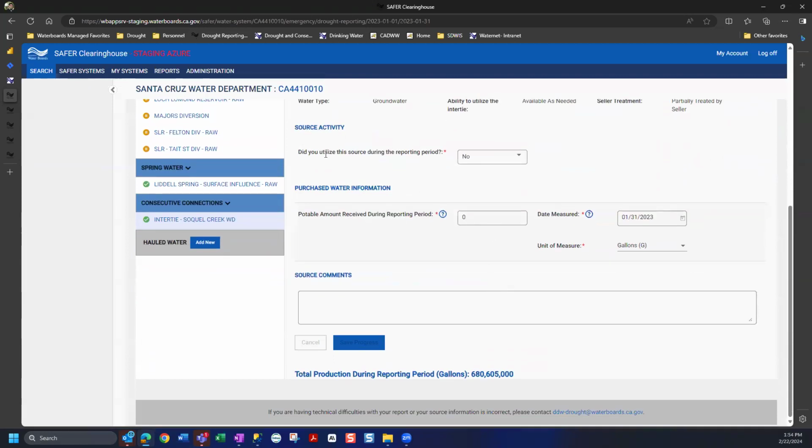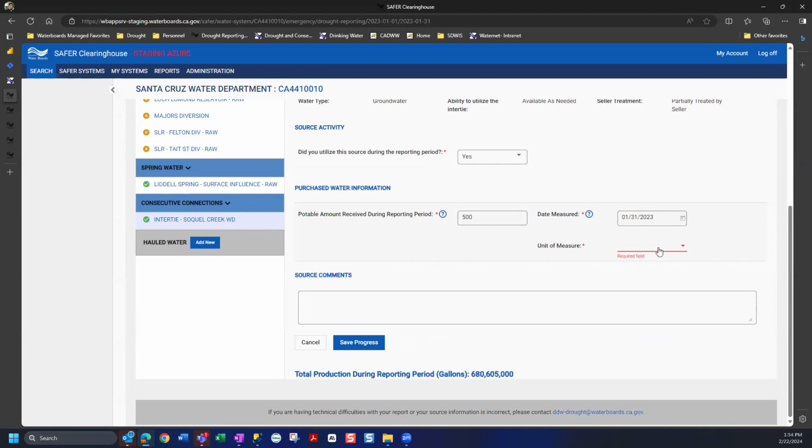Here's that same question from before. Did you utilize this source during the reporting period? If you just ran it for testing, if you just ran it for sampling, then I would mark no, I didn't utilize it. But if you utilize this source, then you're going to be asked to provide the amount produced or received during reporting period. It's very similar to the other one. It just says received instead of produced.